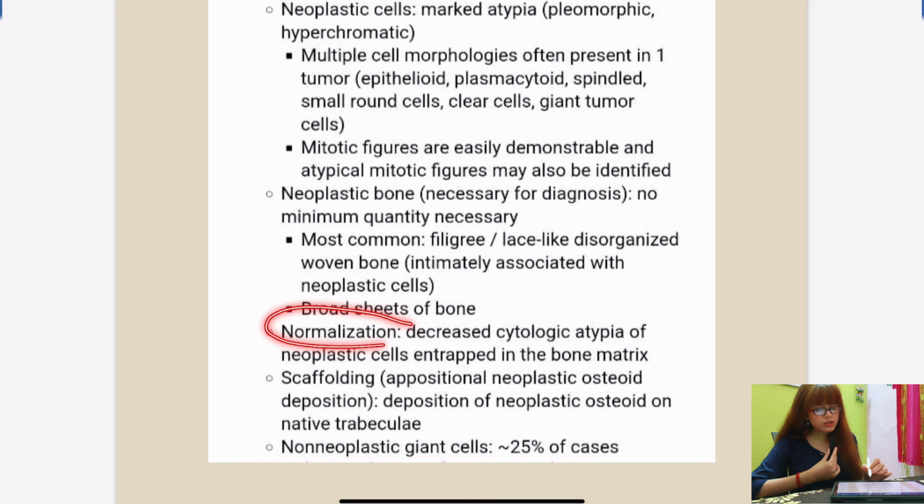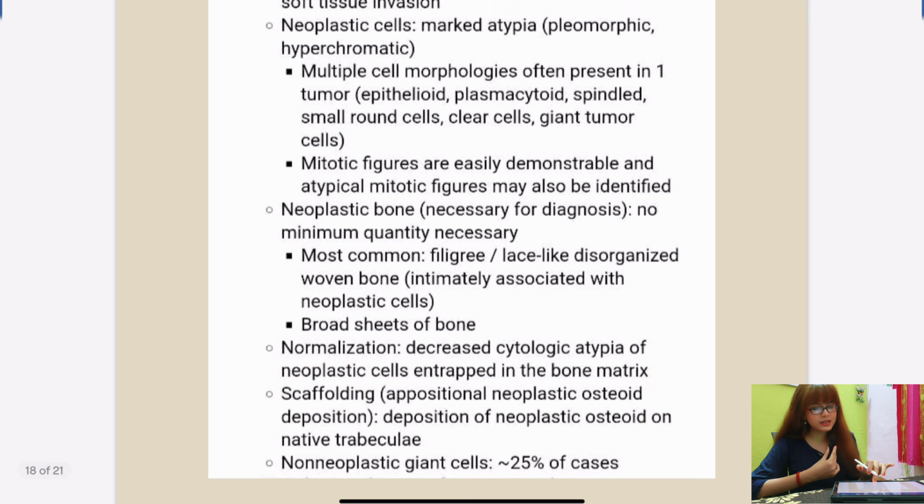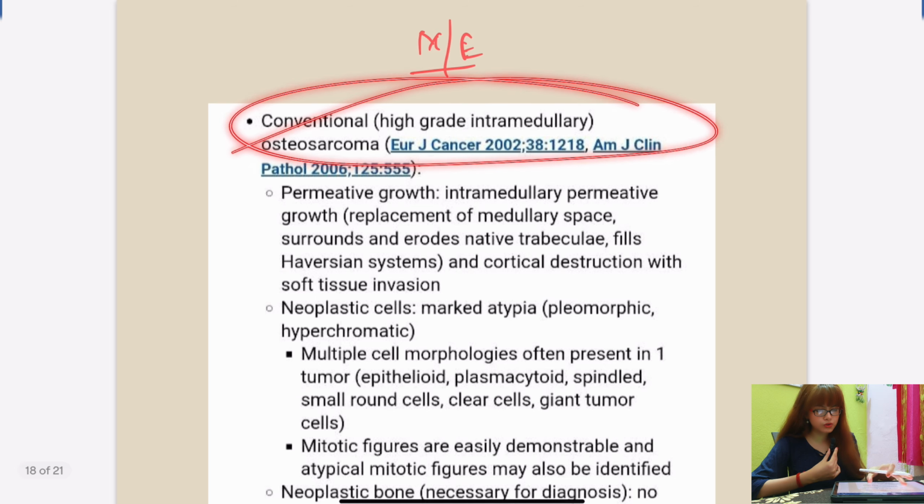Now, what is normalization and what is scaffolding? Normalization means there is decreased cytological atypia of neoplastic cells entrapped in the bone matrix. So, if the neoplastic cells are entrapped inside the bone matrix, then the cytological atypia will be less. Okay, that is normalization. And what is scaffolding? Deposition of neoplastic osteoid on the native trabeculae. So whenever there is deposition of this neoplastic osteoid on the native trabeculae, it is known as scaffolding. These are important points seen in case of conventional or high grade osteosarcoma.